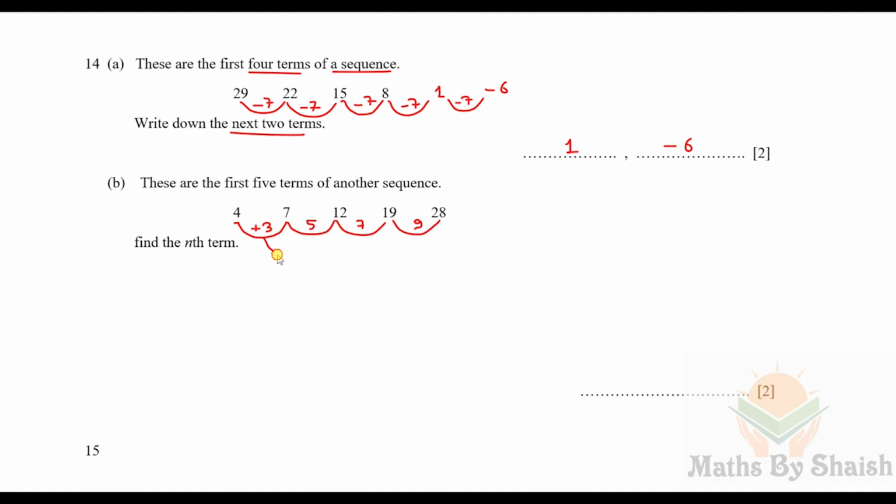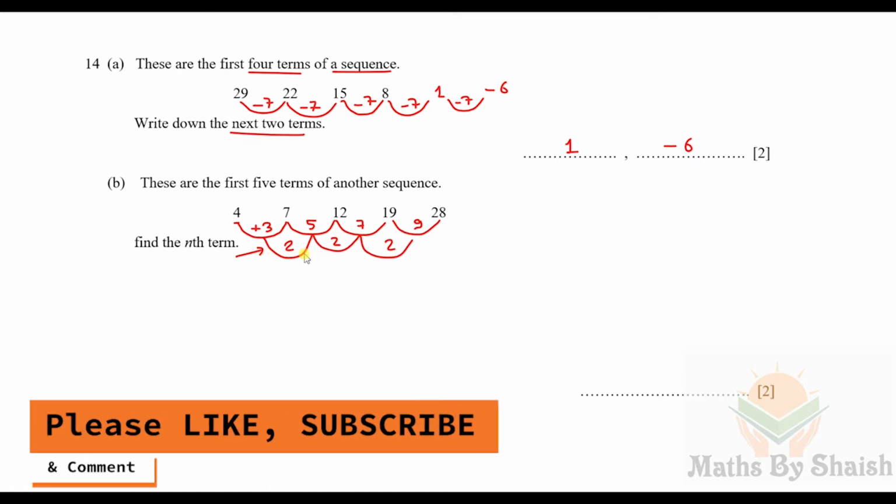No same common difference, so we'll check again. 3 and 5, it is 2. 5 and 7 again 2, and 7 and 9 again 2. So here we can see we are getting the same common difference at this stage, 2. So we can do this type of question.